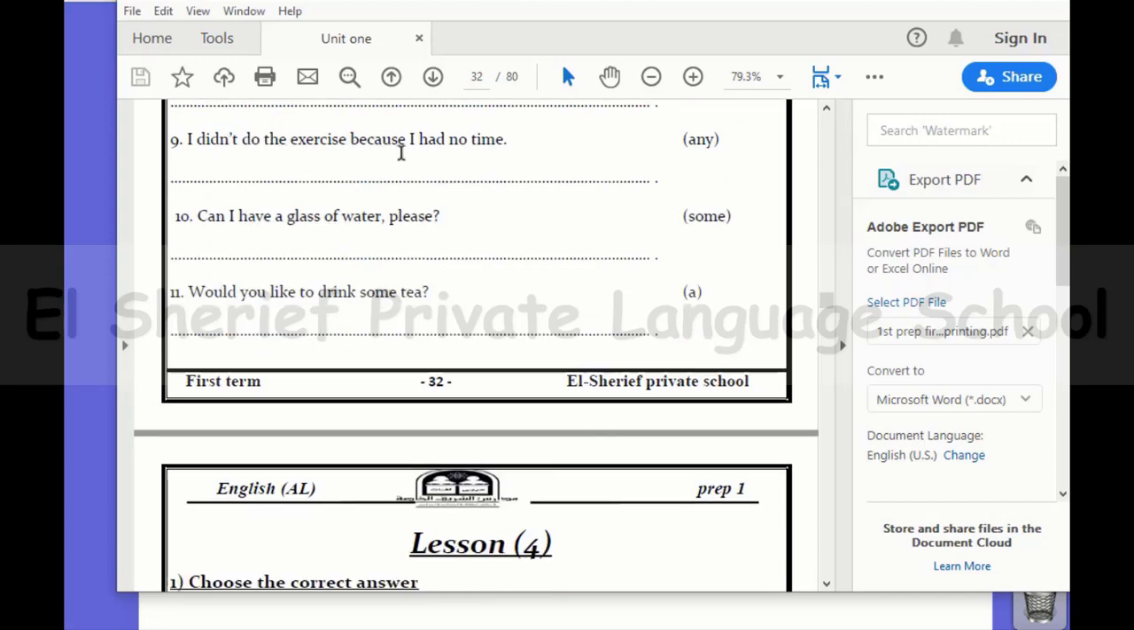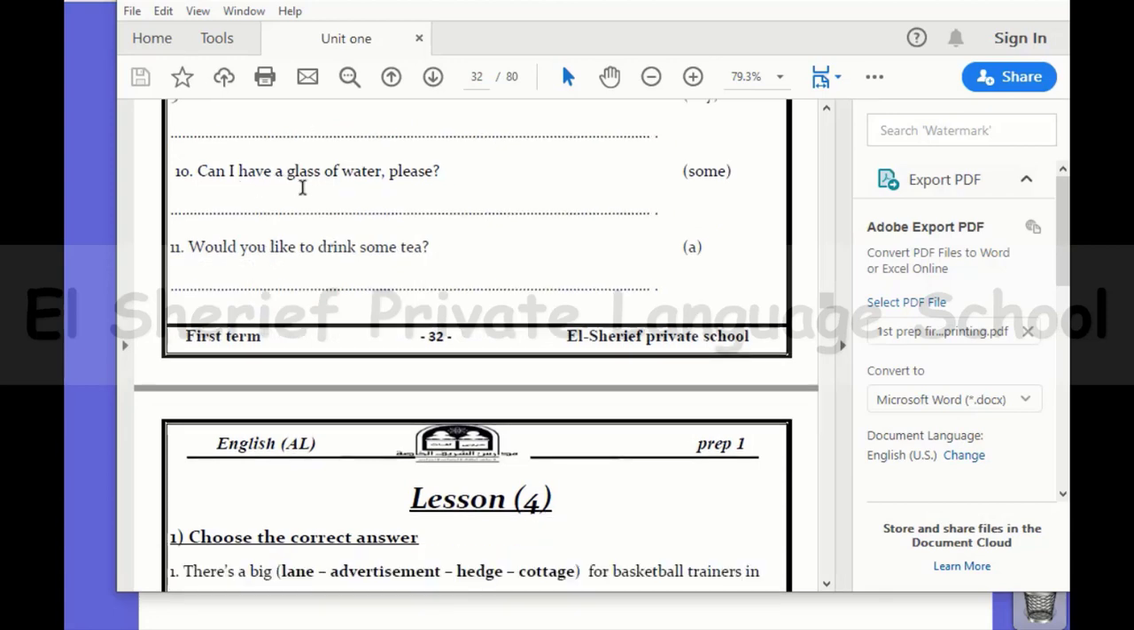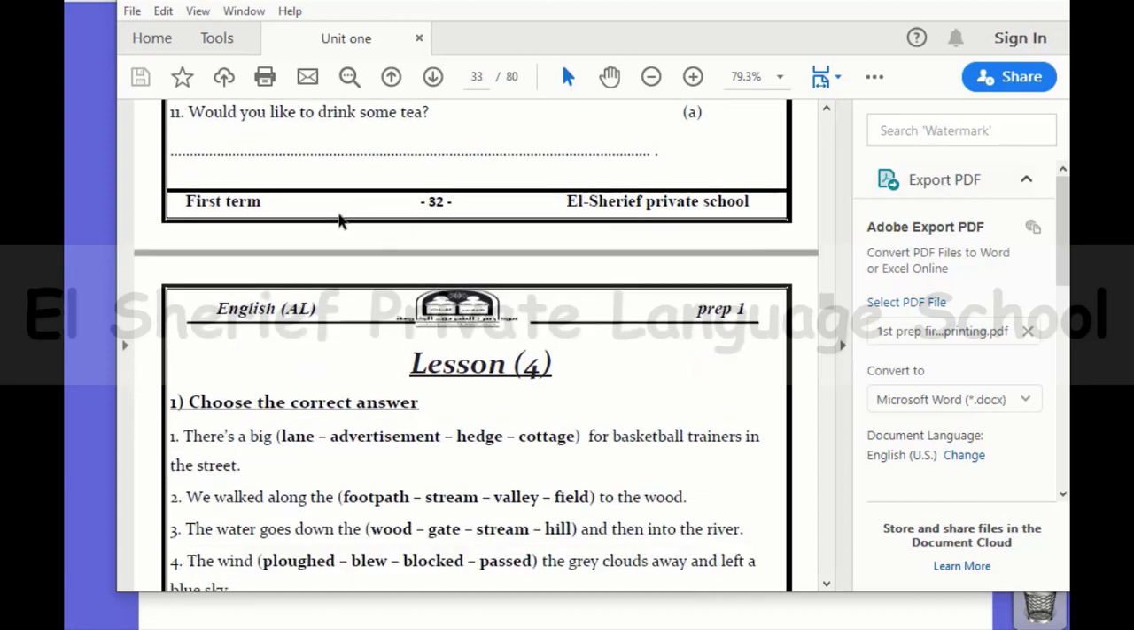I didn't do the exercise because I had no time. Use any. So I did not do the exercise because I didn't have any time. Number 10. Can I have a glass of water, please? Use some. So the answer is, can I have some water, please? Would you like to drink some tea? Use a. So would you like to drink a cup of tea?